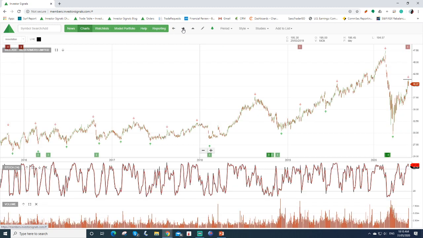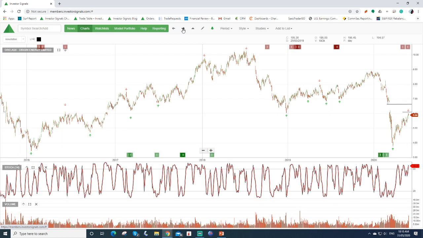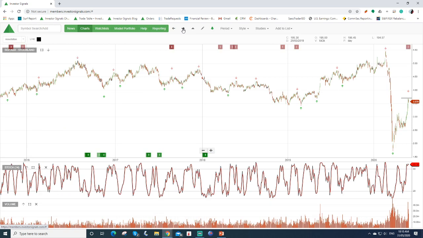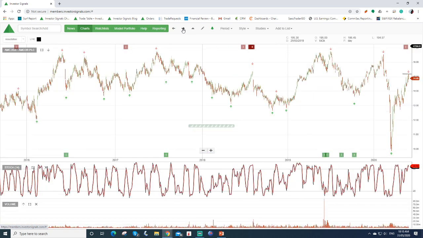Wesfarmers, now under sell conditions, $40 captures the full value for the stock given the lack of earnings visibility. Origin, we like the business, we've been buyers of it, but now it's switched to sell conditions at around this $6 level. It's full value. Stockland's up against resistance at 350.